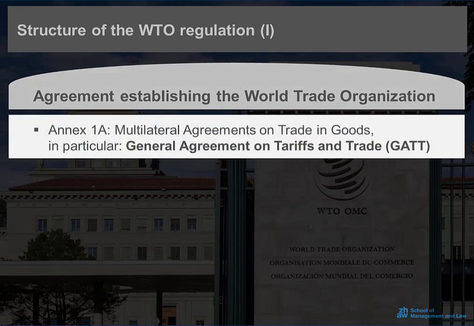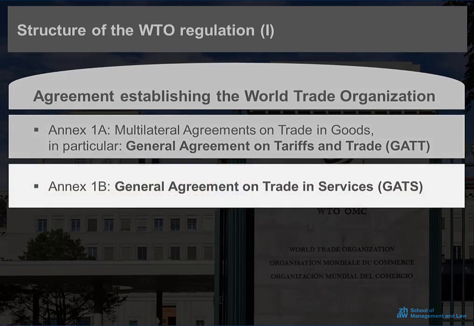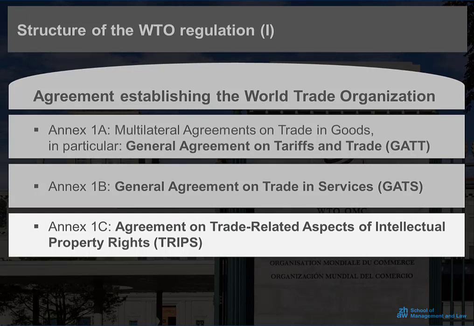Annex 1A contains multilateral agreements on trade in goods, and its centerpiece is the GATT that, as we have seen, dates back to 1947 and was simply integrated into the WTO regulations in 1994. Annex 1B contains the General Agreement on Trade in Services, the GATS. Annex 1C features the Agreement on Trade-related aspects of intellectual property rights, the TRIPS Agreement.